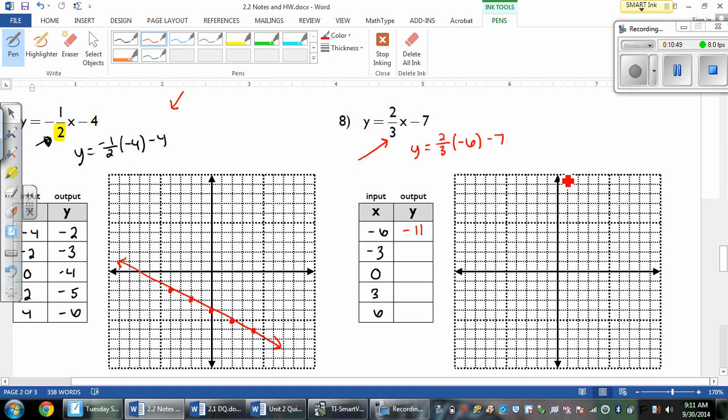Alright, I'm going to substitute negative 3 in there. I'm going to get negative 9. When I substitute 0 in, I get negative 7. When I substitute 3 in there, I get negative 5. And when I substitute 6 in there, I get negative 3. Alright, let's go ahead and plot this relation.